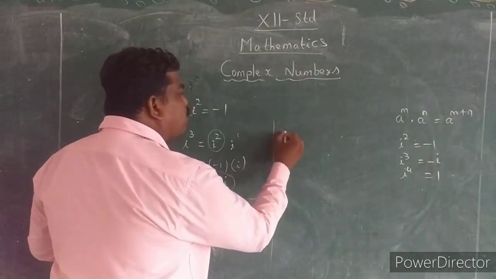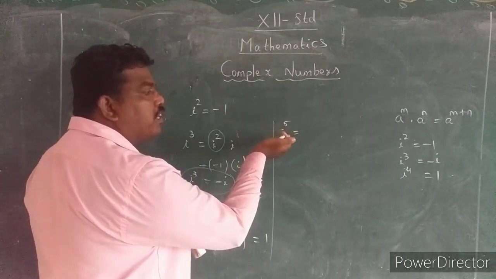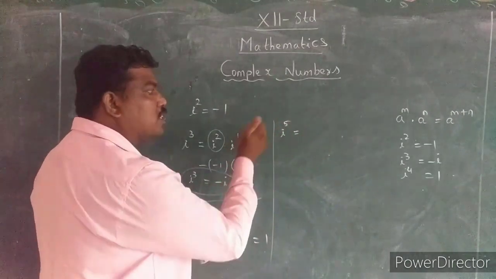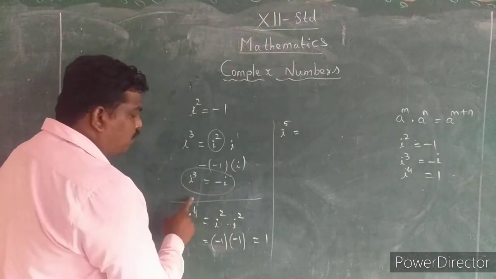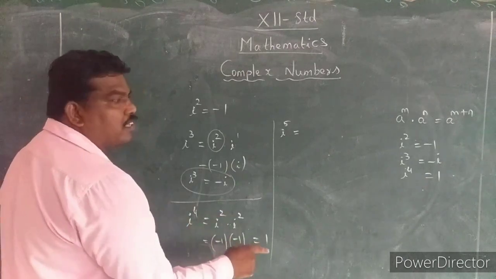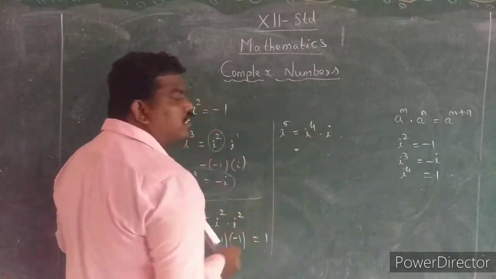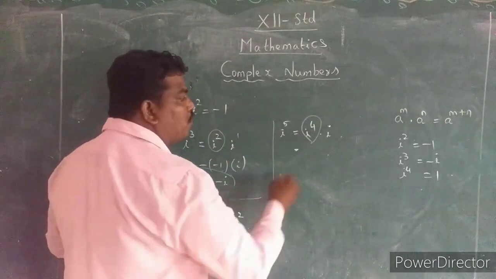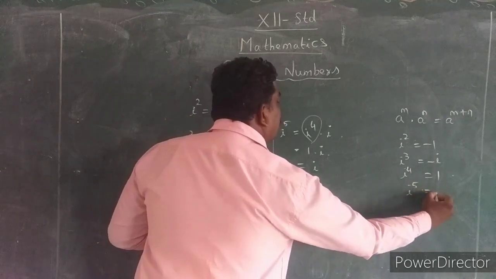And what about the value of i power 5? There are so many ways to split the powers. You can split it as i square into i power 4, or i cube into i square, whatever it may be. You can split it in so many ways. But the easiest way to get the value is this: if the power of i is 4 and the answer is 1, you can use this splitting. So I can split it as i power 4 into i. You can get the value easily. No need to remember all those values. I know that i power 4 is 1. So 1 into i is i. So what is the value of i power 5? It is i.